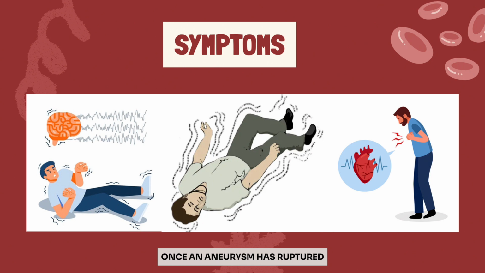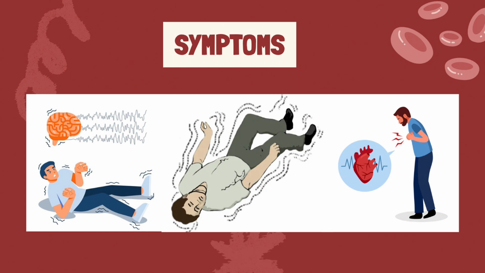Once an aneurysm has ruptured, it can cause seizures, loss of consciousness, or cardiac arrest. And then prior to a complete rupture, some aneurysms may leak, which can cause very sudden and severe headaches.